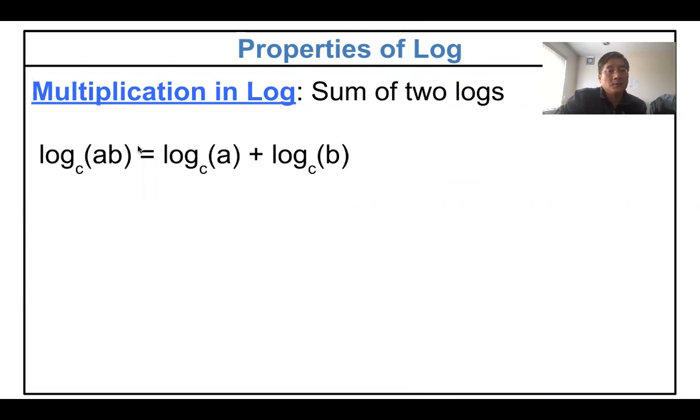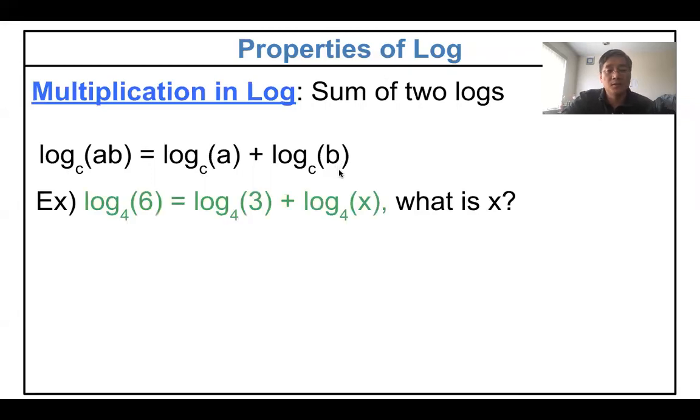If you see multiplication in log like this, a times b inside of the parenthesis of log, then how do you separate it into the sum of two logs? Same base: if the base is c, it is log c a plus log c b. So that's the multiplication in log.